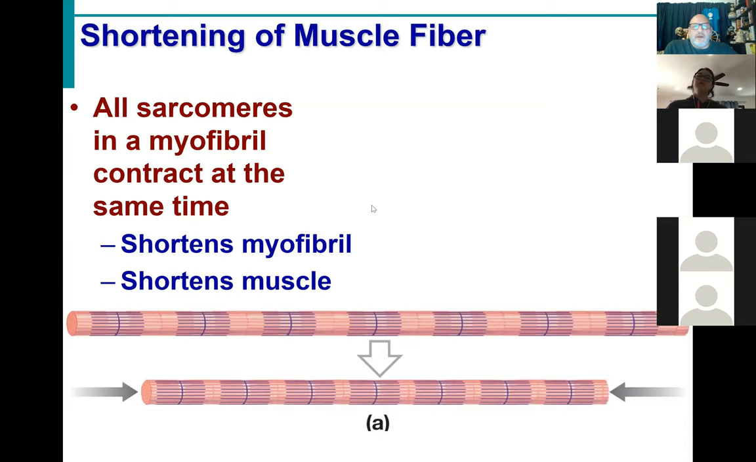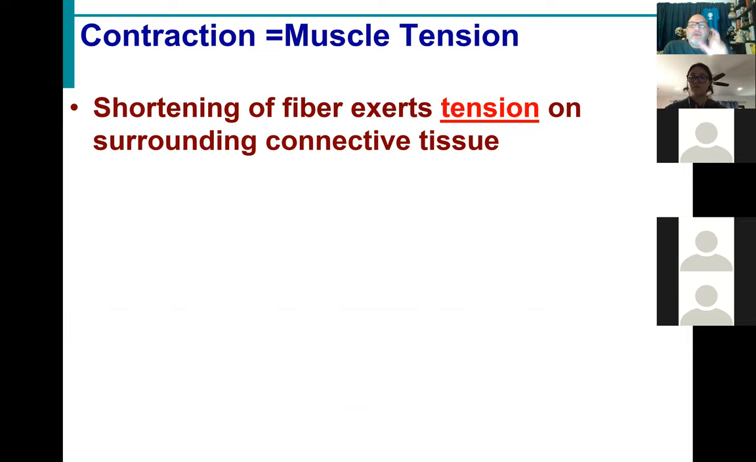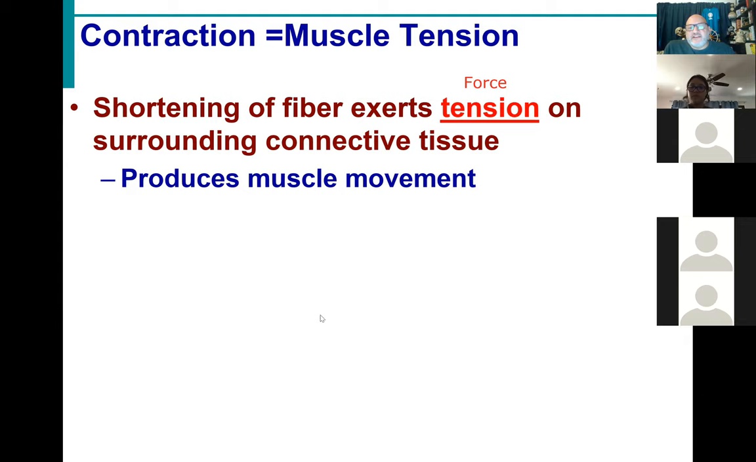All right, questions on that? All right, excellent. So, as our muscle cell changes shape, it pulls on the connective tissues around us and generates that force or generates that tension. And I've clearly used these two words interchangeably, and they are interchangeable terms, force or tension, for our purposes. And as we said, that is what is going to move our body through space.